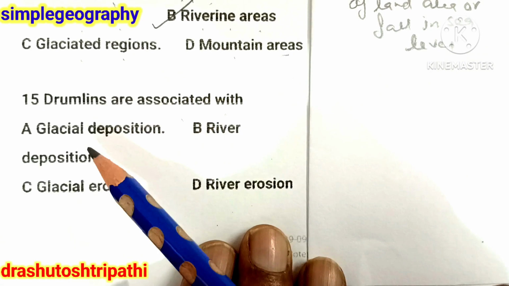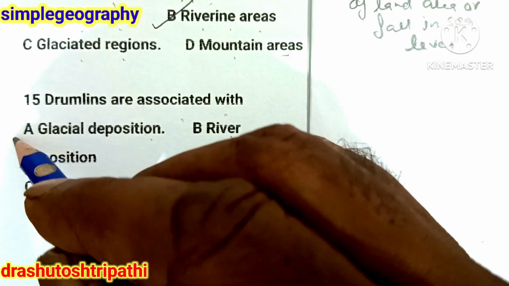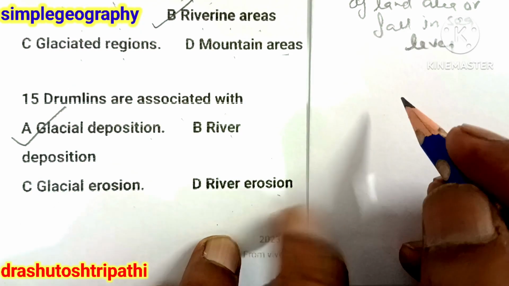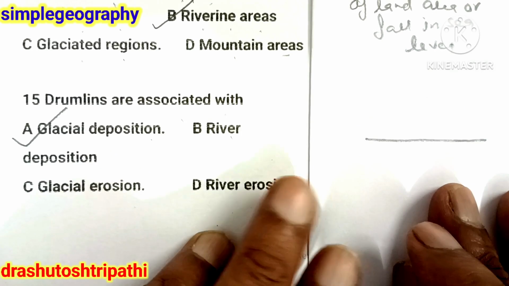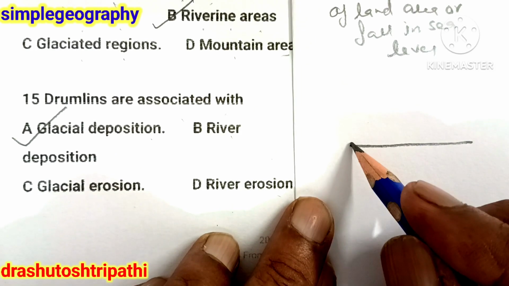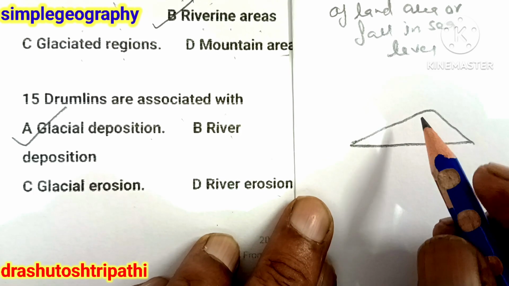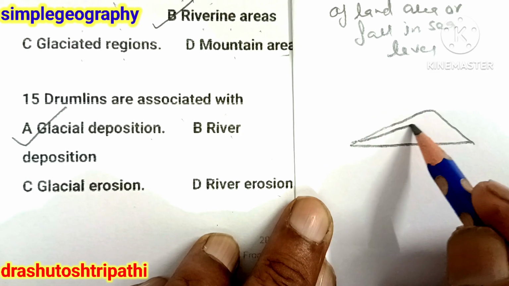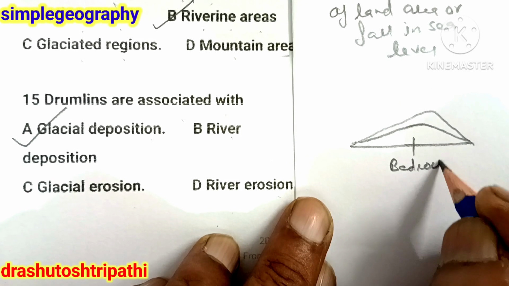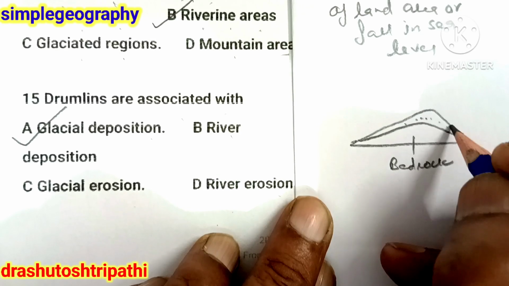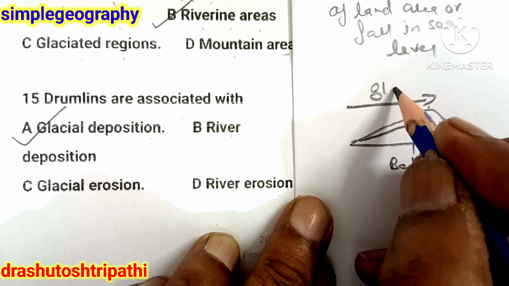Drumlins are associated with glacial deposition, river deposition, glacial erosion, river erosion. The answer is glacial deposition. How is it formed? The shape of a drumlin is like that. That is the bedrock, and this is the till. And that is the direction of the glacier.